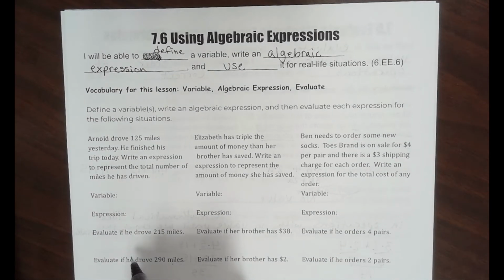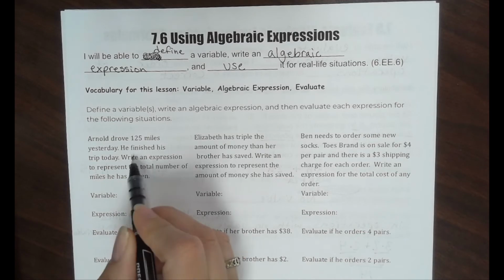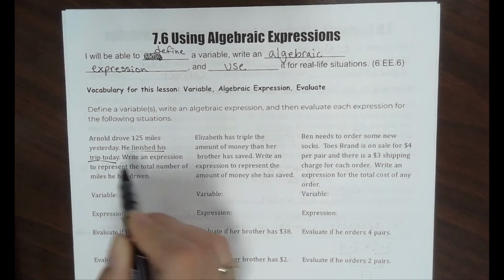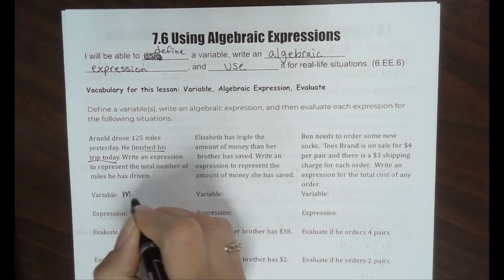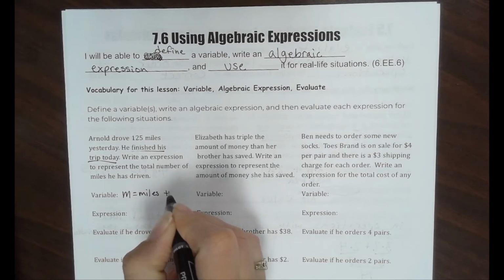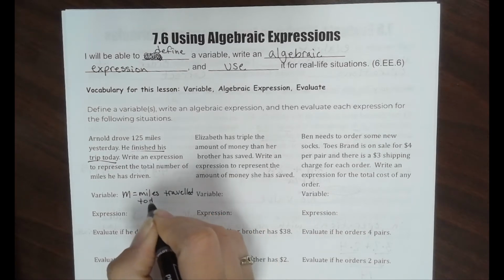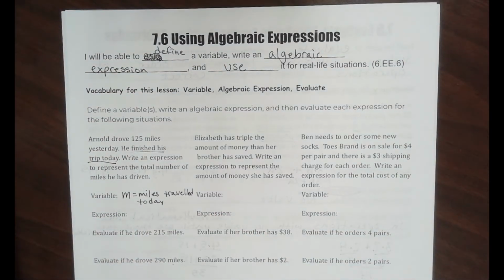Well, to begin with, we have to define a variable, meaning we're just going to pick a letter, but we have to say what it means. So the thing that we don't know in here is he finished the trip today, but we don't know how far he traveled today. So I'm going to put M for miles traveled today. That is what we don't know.